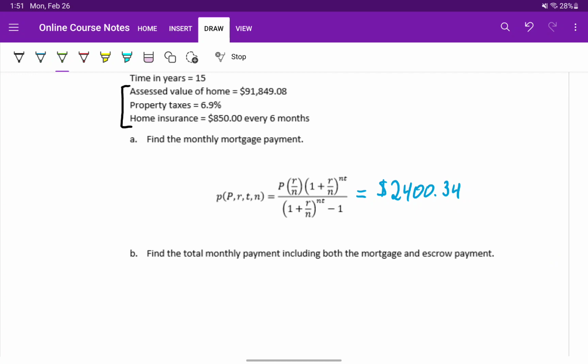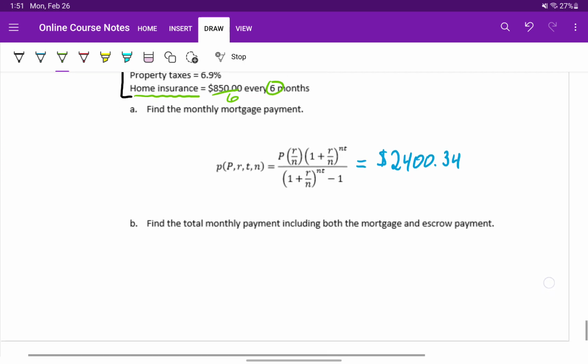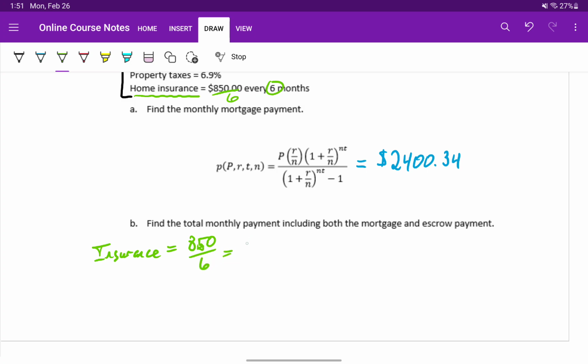First, we'll take a look at home insurance. Home insurance typically gets billed every 6 months if you were just paying for it without escrow. So to get that monthly payment, we'll take that $850 divided by 6, or a monthly payment of $141.67, if we round that up.